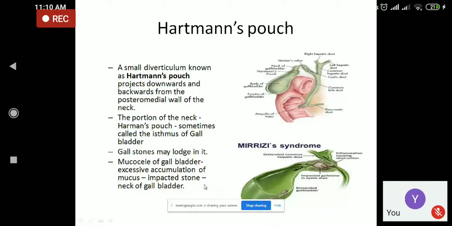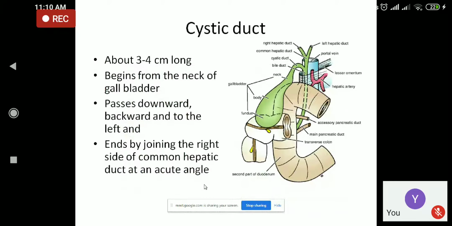So you have to remember this topic, because after doing internship also you can do this in surgery, or you can easily do this cholecystectomy. Whoever wants to be a surgeon, this is the easy one, cholecystectomy. So please memorize all the structures.